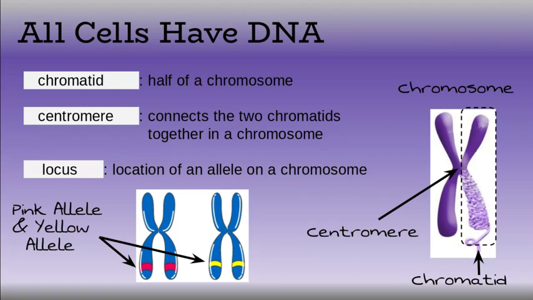Another term to be aware of is locus. This is just the location of an allele on a chromosome. So in the other little picture here on the screen, we have a pink allele and a yellow allele. They are the same type of gene. They're just coming in different versions. And that is their location on the chromosome. You can see there towards the bottom. That's the locus of this gene.